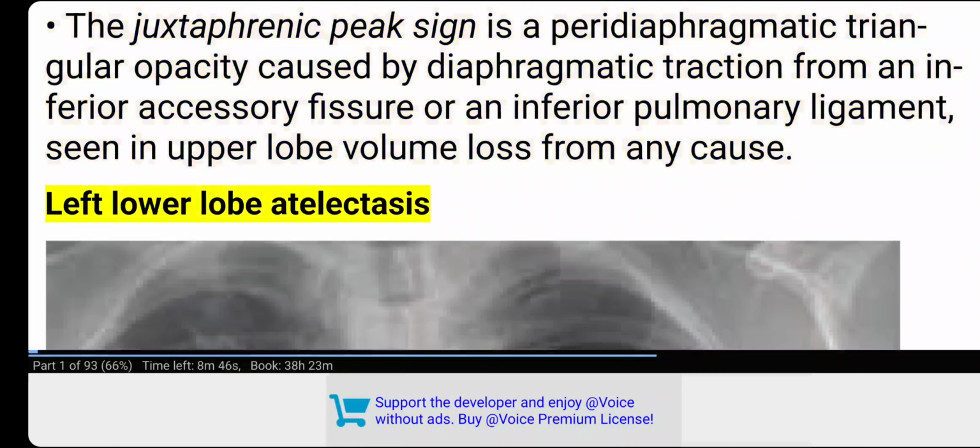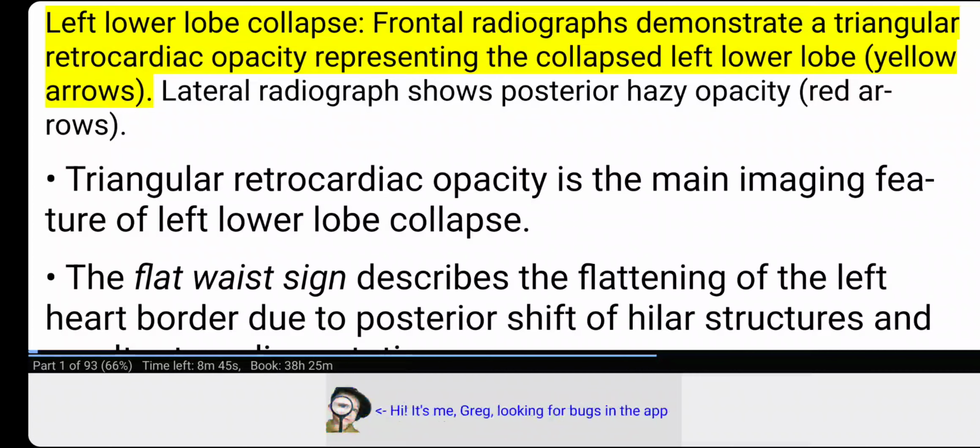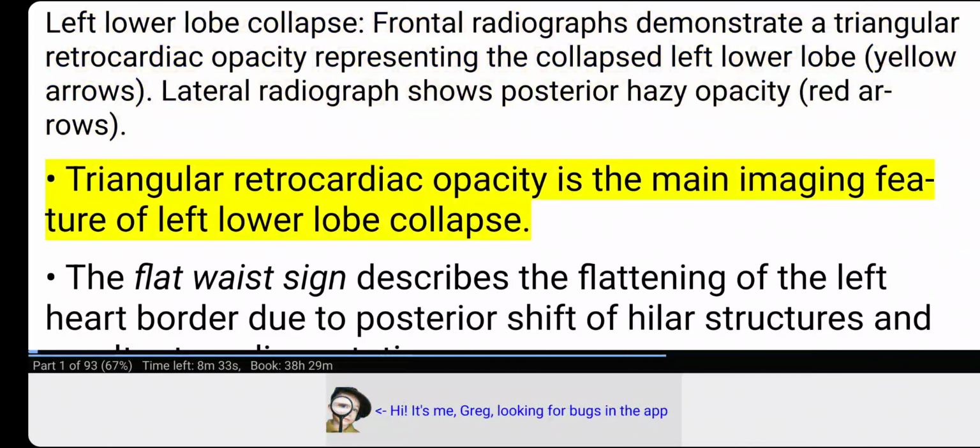Left lower lobe atelectasis. Left lower lobe collapse. Frontal radiographs demonstrate a triangular retrocardiac opacity representing the collapsed left lower lobe, yellow arrows. Lateral radiograph shows posterior hazy opacity, red arrows. Triangular retrocardiac opacity is the main imaging feature of left lower lobe collapse.